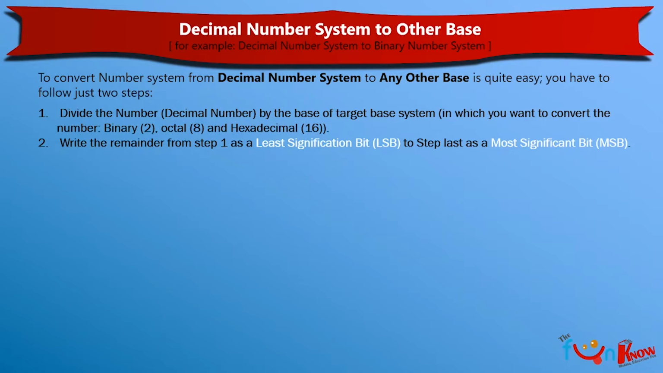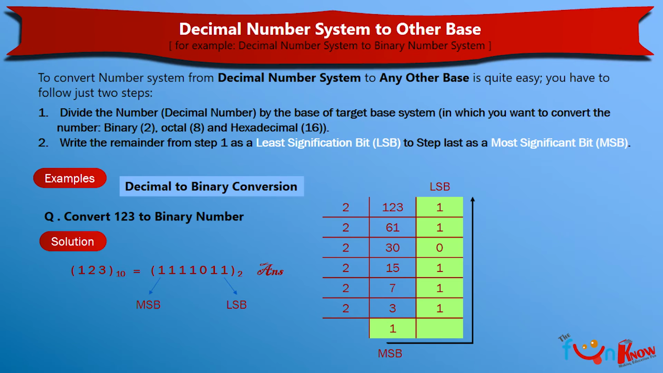Then the second step says, write the remainder from step 1 as least significant bit, LSB, to step last as most significant bit, that is MSB. Example, decimal to binary conversion. Question, convert 123 to binary. As you can see, 123 is a decimal number and we have to convert it to the binary.